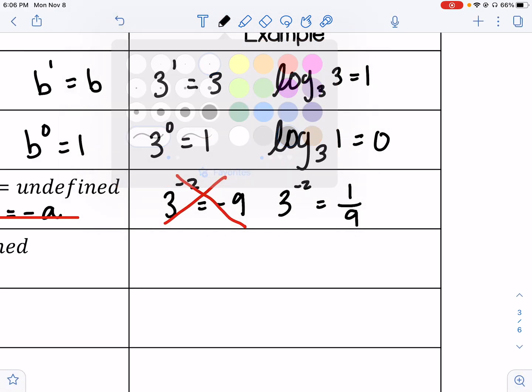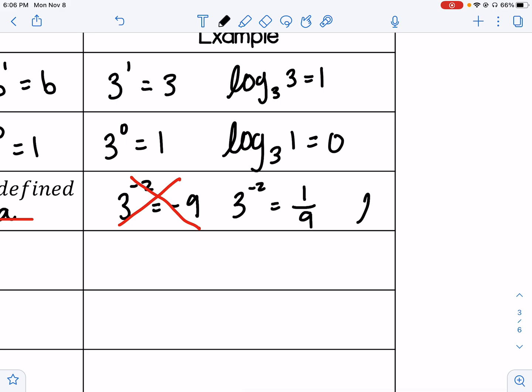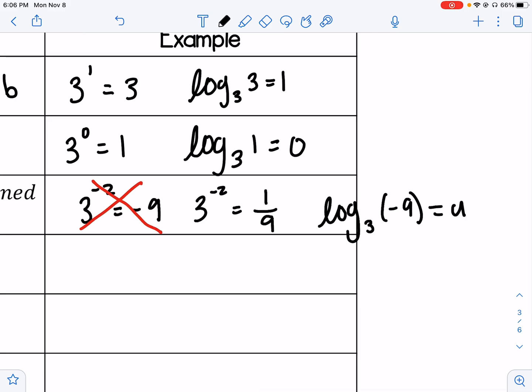So one more time, what that would look like is a logarithm. If we had log base 3 of negative 9, we would see that and just simply say undefined. There is not an exponent that can turn 3, a positive number, into a negative number. It's undefined.